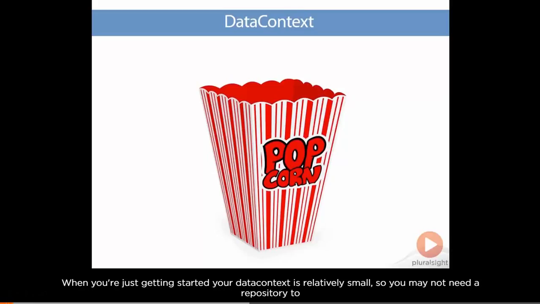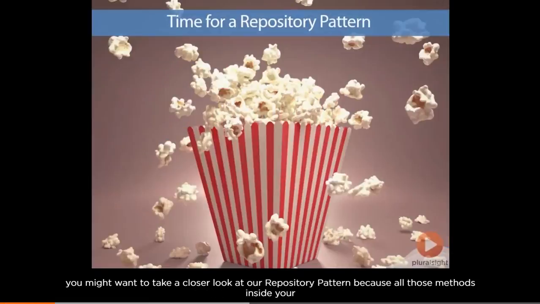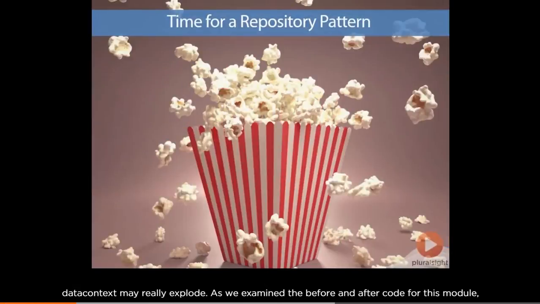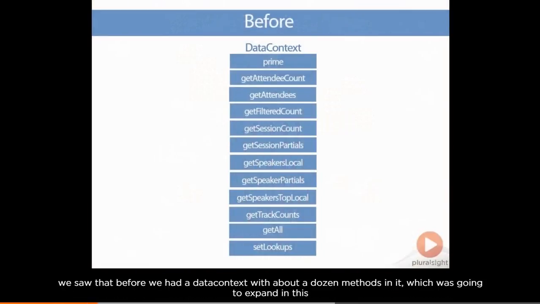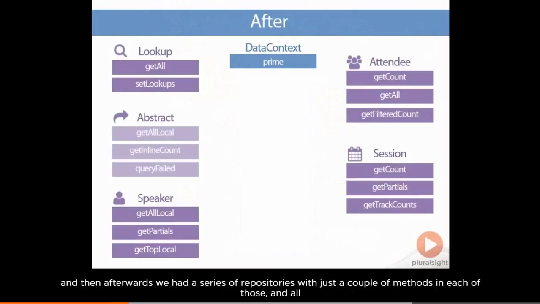When you're just getting started, your data context is relatively small, so you may not need a repository to get started with. In fact, I recommend you don't start there. But as your application grows and you have a lot more data needs, then you might want to take a closer look at a repository pattern, because all those methods inside your data context may really explode. And as we examined the before and after code for this module, we saw that before we had a data context with about a dozen methods in it, which was going to expand in this course as we add CRUD features and validation. And then afterwards, we had a series of repositories with just a couple of methods in each of those. And all those methods, instead of being jumbled together, are really applied to whatever repository they happen to be in.